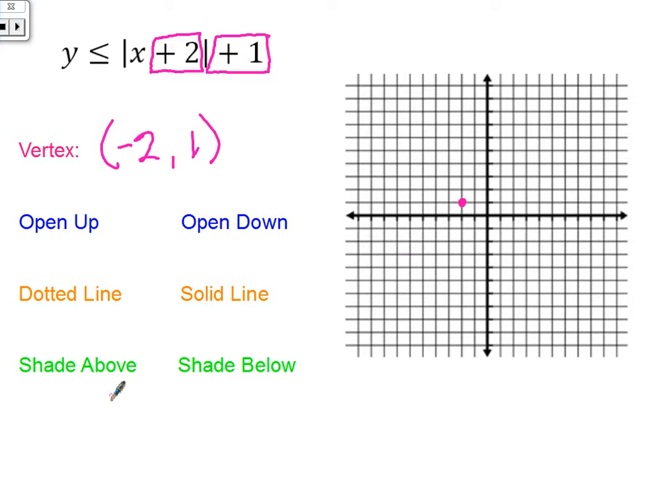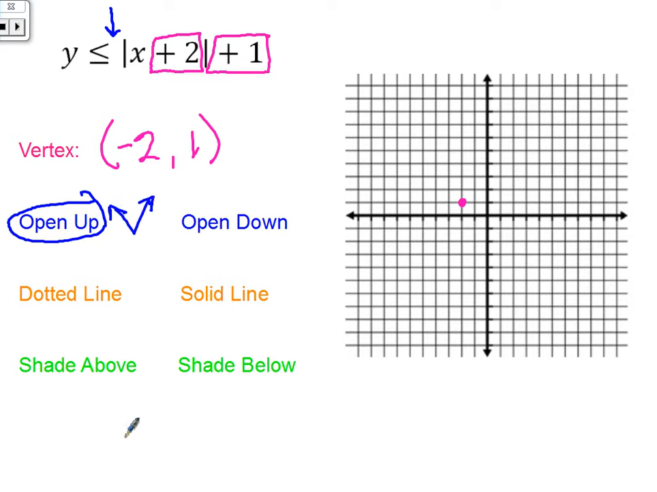The next thing you have to identify is whether or not it opens up or down. That can be found by looking at the absolute value portion and determining if it's positive or negative. In this case, it's positive since nothing is written outside of it. So it's going to open up and have this shape.